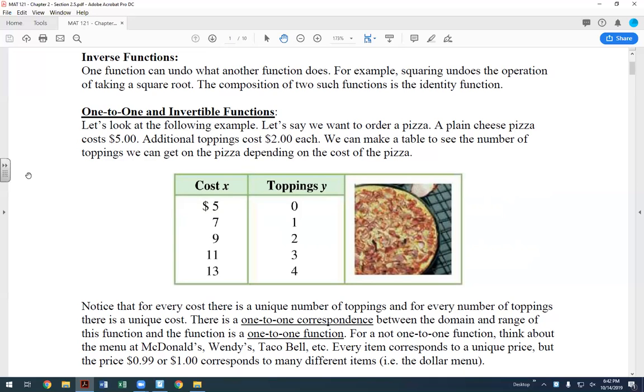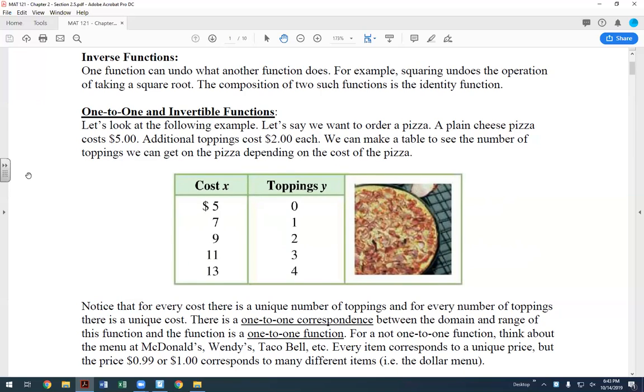$8. So how many toppings are we getting? $2 a topping. So you're getting 4 toppings. You should be able to make that calculation happen.